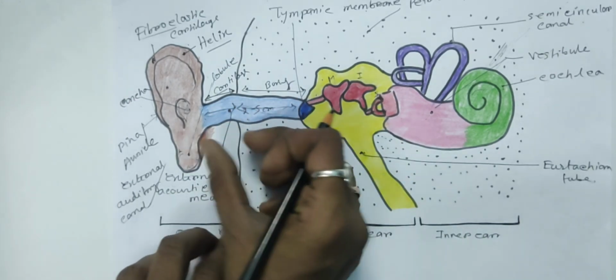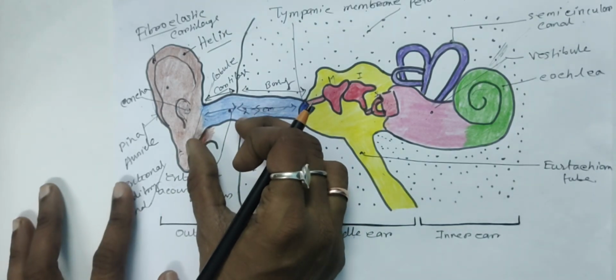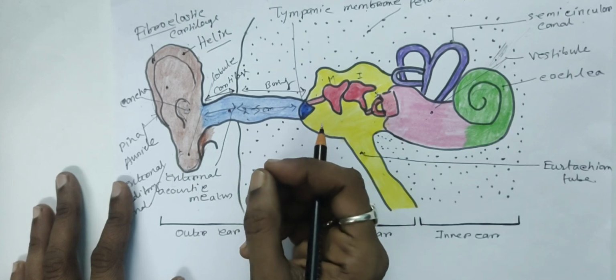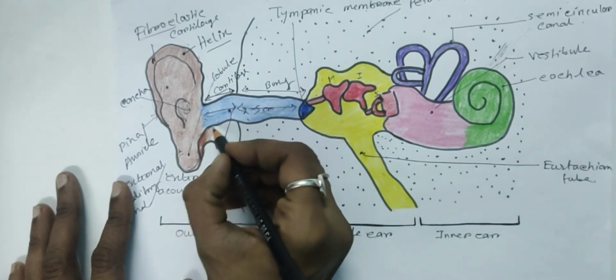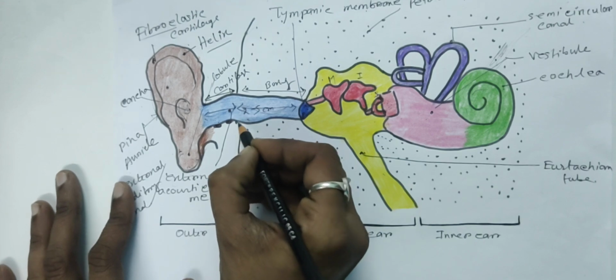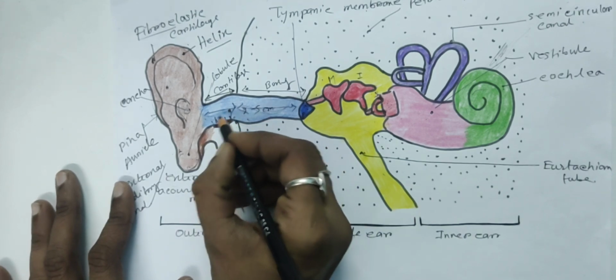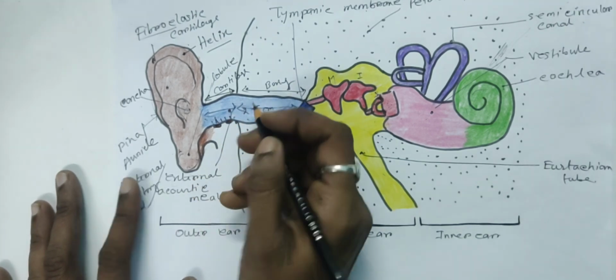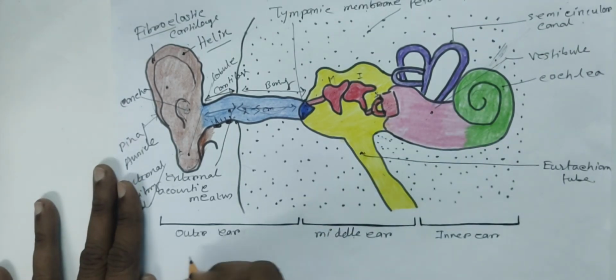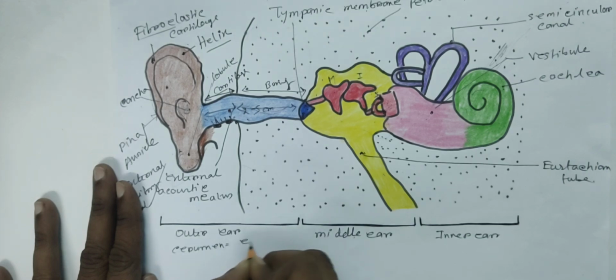Okay, and this is very thin. It's the initial part. Hairs, sebaceous glands and ceruminous glands are present here. Cerumen is also called ear wax.